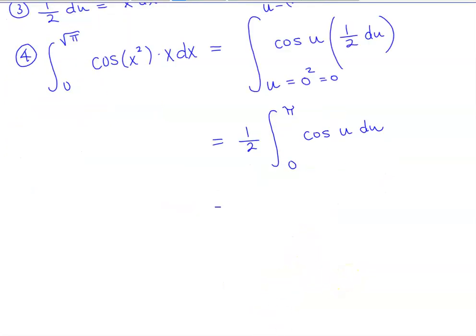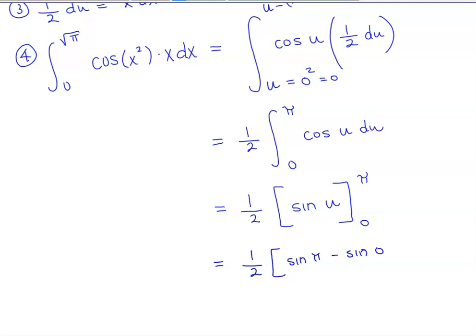Okay, now let's evaluate according to our new upper and lower limits. So we have 1/2 times the antiderivative of cosine of u. And so the antiderivative of the cosine of u is going to be sine of u, evaluated from a lower bound of 0 and an upper bound of pi. So we have 1/2 times the quantity, the sine of pi, minus the sine of 0.